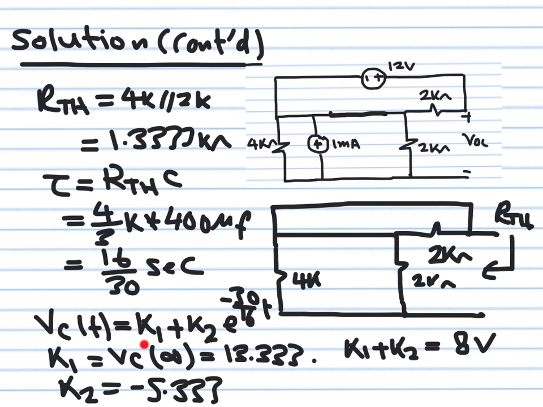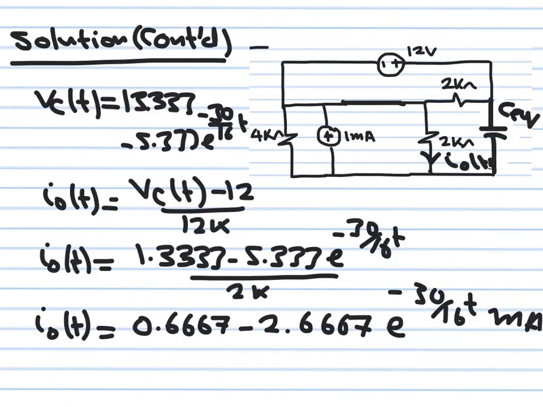So Vc of t is k1 plus k2 e to the minus 30 over 16 t. If you make t go to infinity, then k1 will be Vc at infinity, but this is 13.333, so this is k1. And we know that at time 0 the capacitor voltage was 8, then k1 plus k2 is equal to 8, but k1 already we know is 13.333, then k2 is minus 5.333 as shown here. Okay, so now we have all the parameters for the capacitor voltage. So I wrote the expression for the capacitor voltage here.